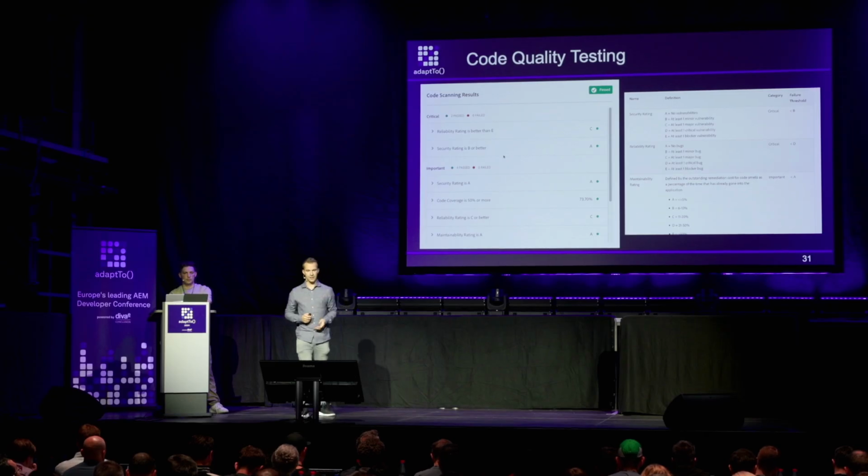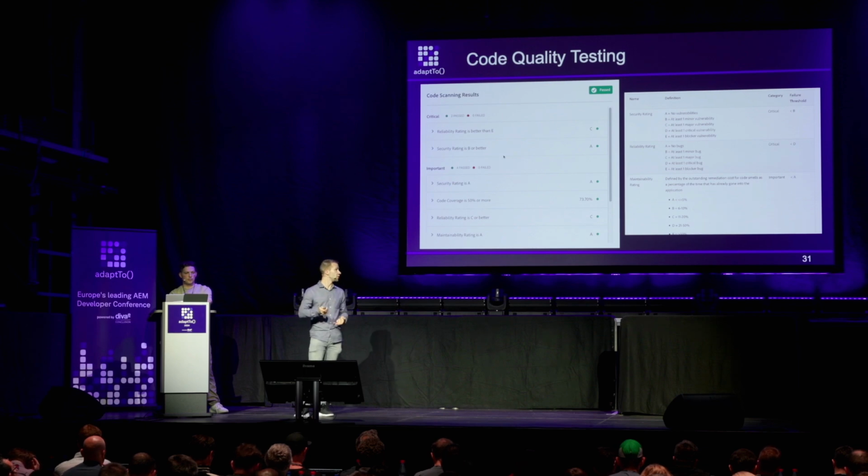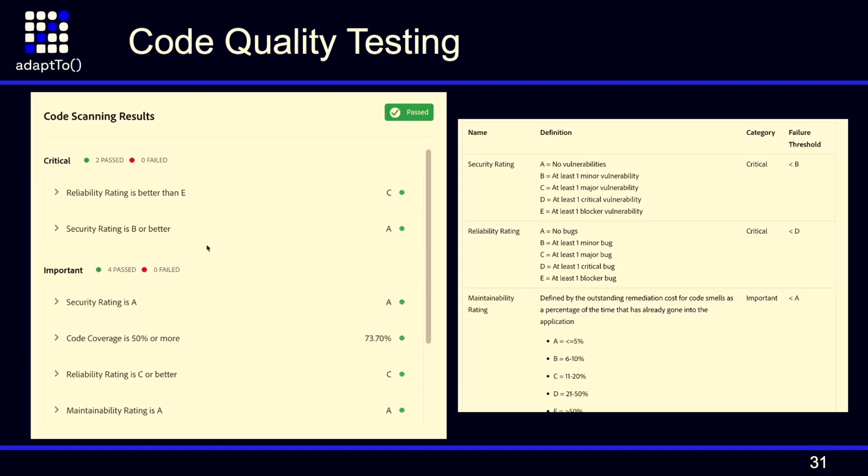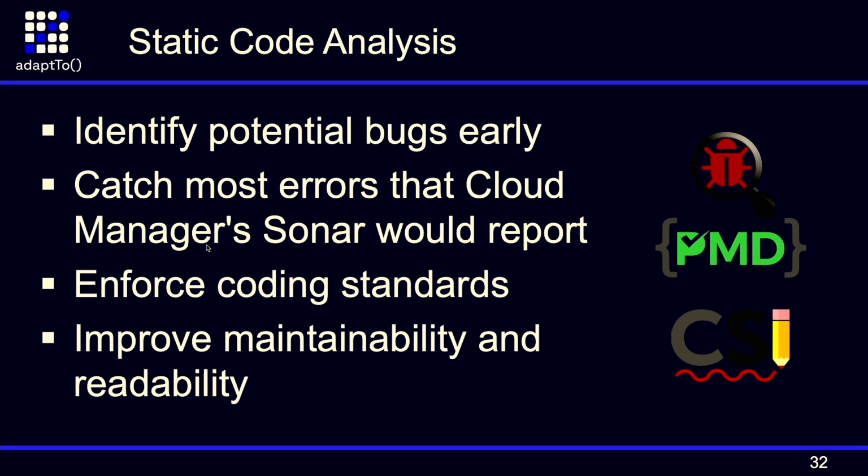So here, let's focus on the code scanning results. So here your code is evaluated against a certain set of rules. For example, security, reliability, maintainability, and so on. If there's a problem with it, the pipeline will fail and you cannot merge your code in. We want to know this upfront, ideally even before you push your code. And to tackle this, we use static code analyzers locally. One big challenge here is that the rule set used in Cloud Manager is not publicly available.